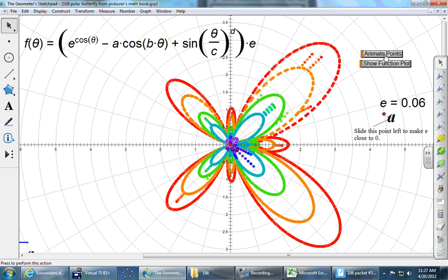So anyway, a bunch of nested butterflies, and they all come from a polar graph equation, and I cannot imagine some y equals f of x equation that would give us anything like that. Can't imagine. All right.